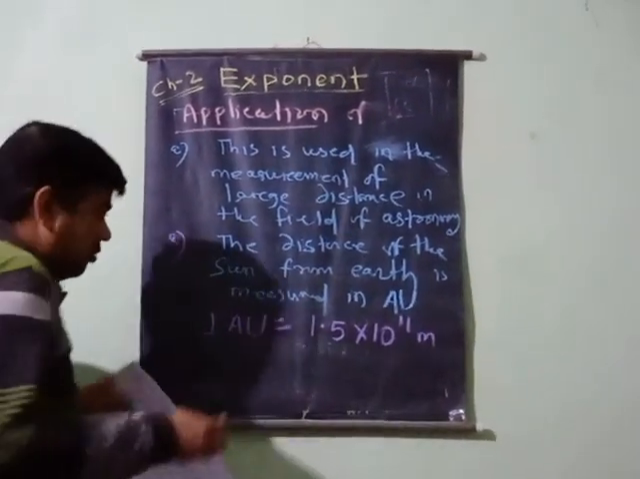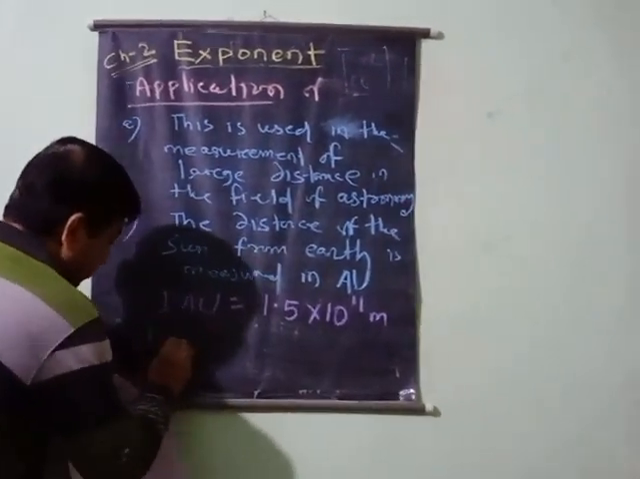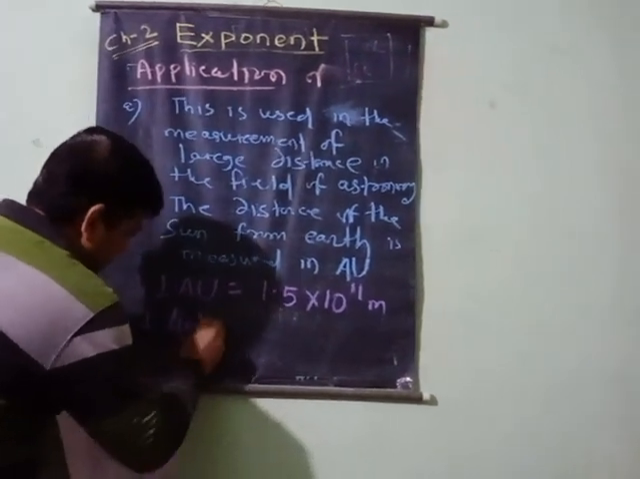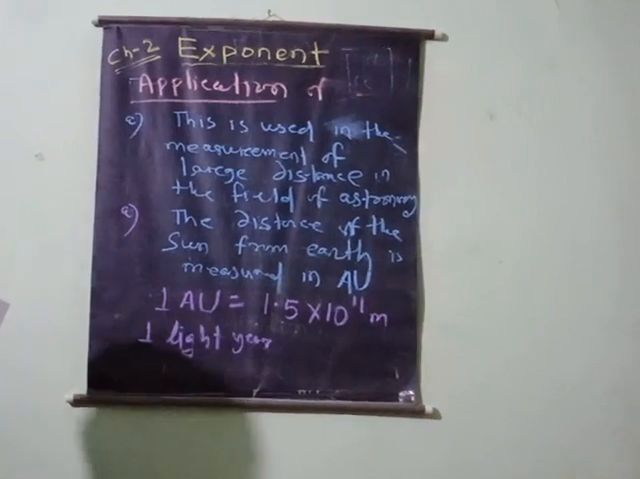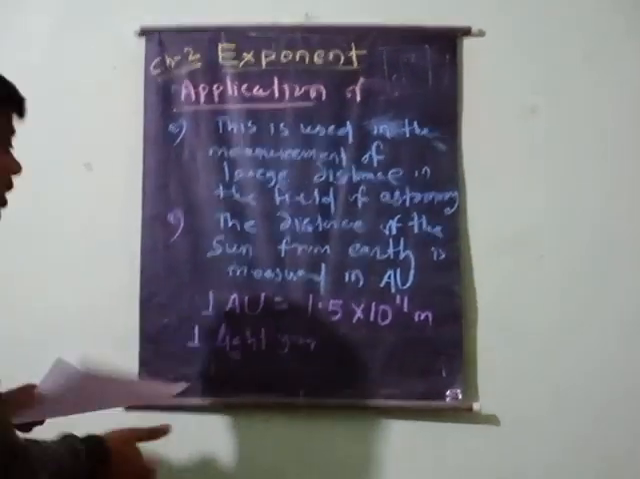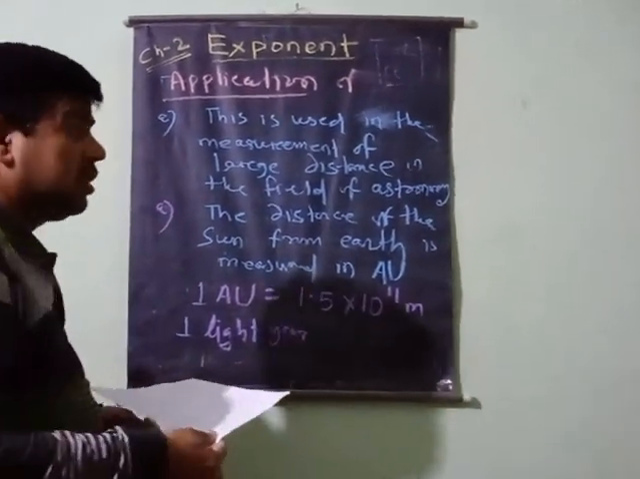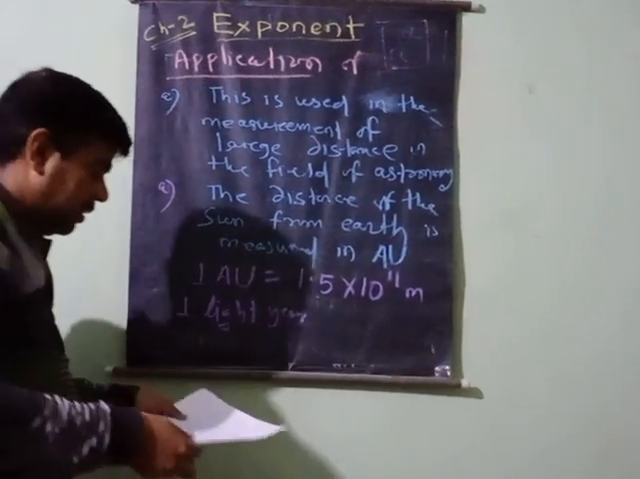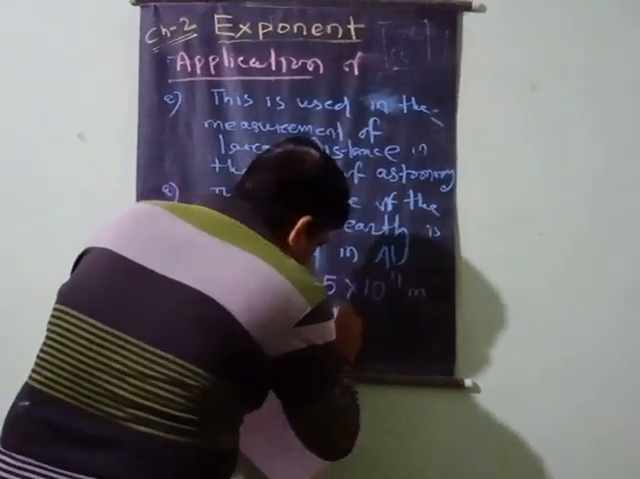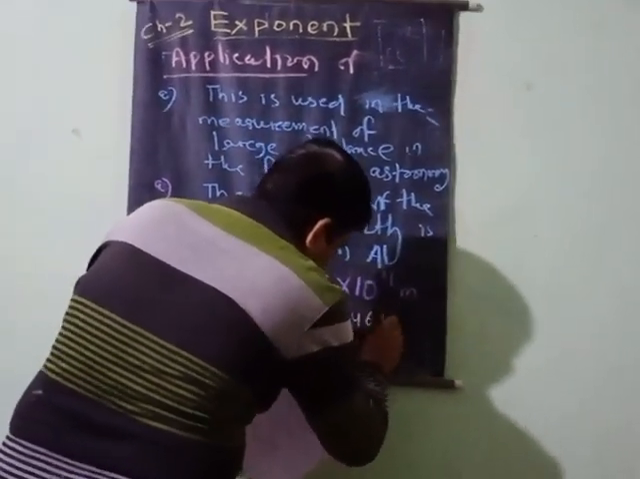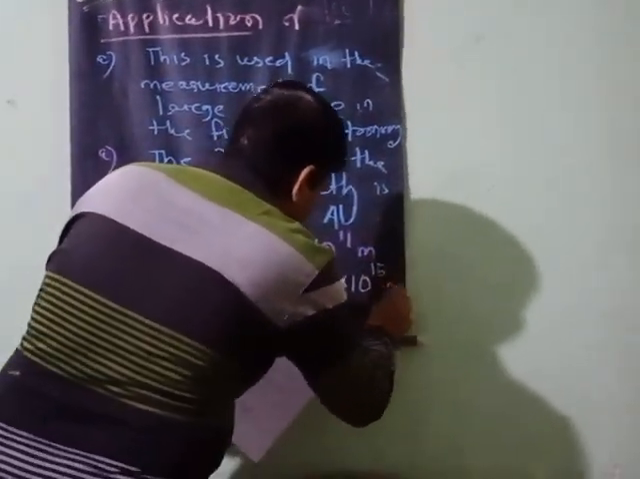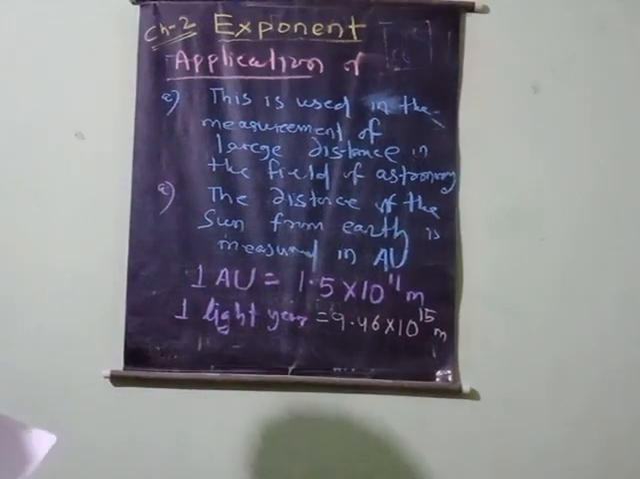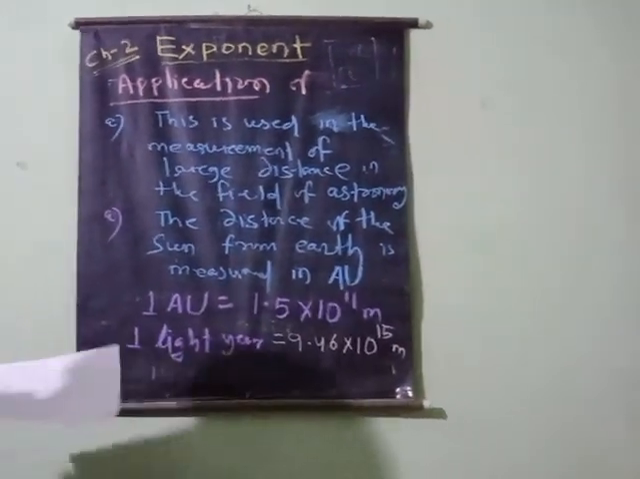Similarly, we know one light year. What is one light year? The distance traveled by the light in 1 year. This is also 9.46 into 10 to the power 15 meter. You see the use of exponent. From this you can also understand.